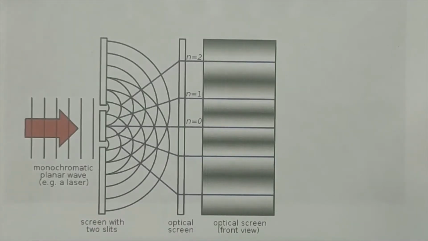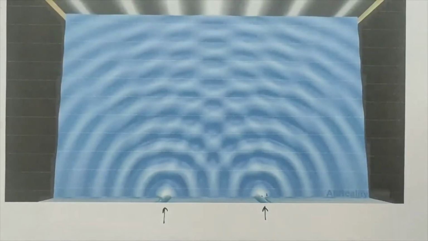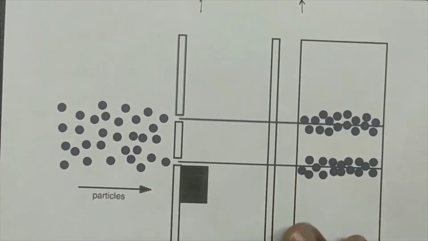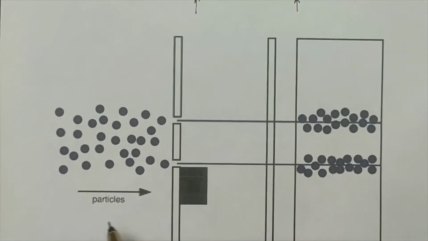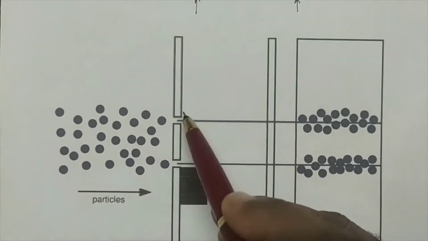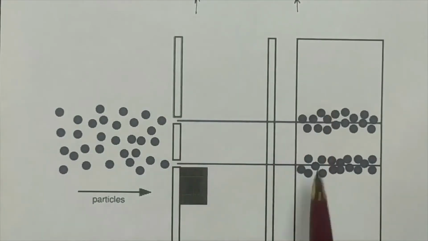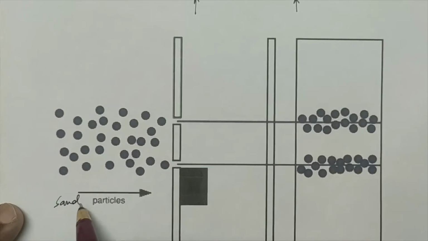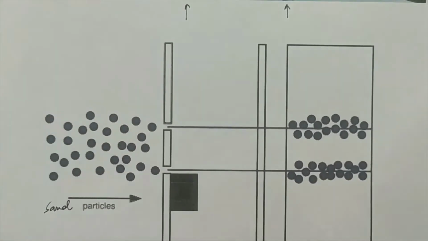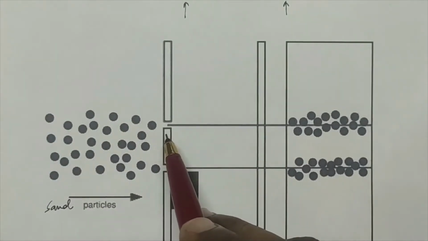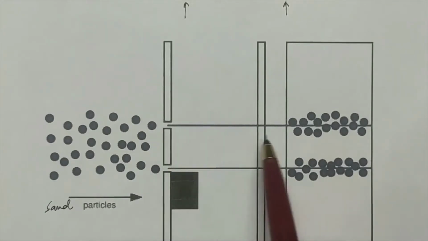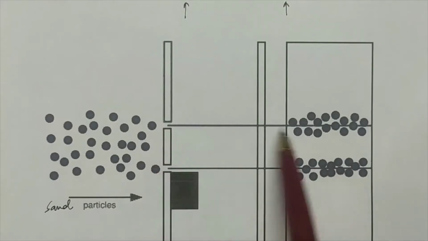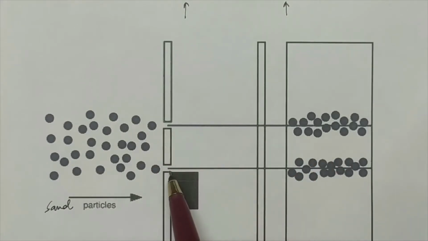Now suppose we do the same experiment with particles. If we consider a sand particle, if I have two openings and a screen here, and we blow the sand particles from this direction, then what we expect is two positions of sand accumulation, one because of this slit and one because of this slit.